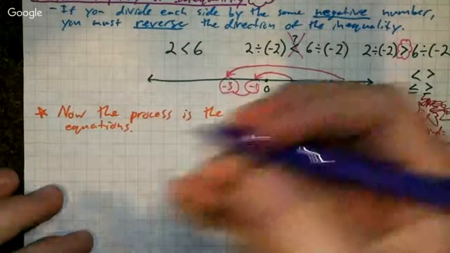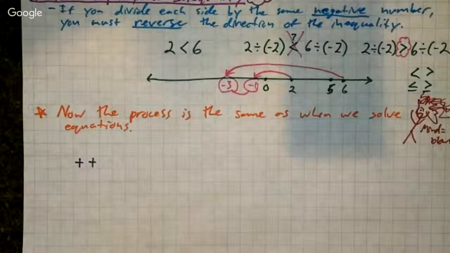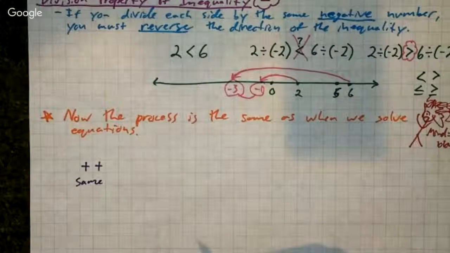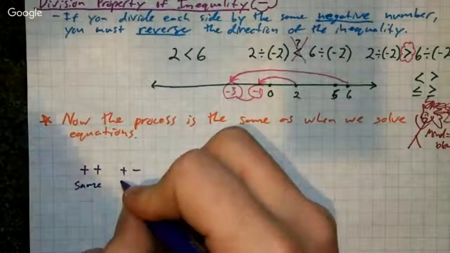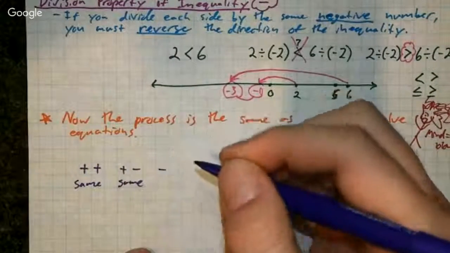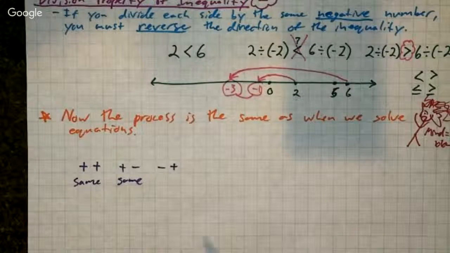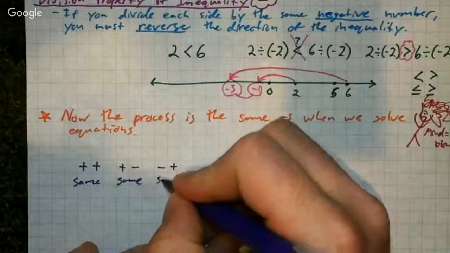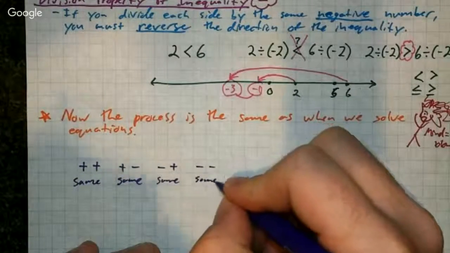Let's say you are adding a positive number. What happens? Everything's the same. Simple. What if you are adding a negative number? Everything's the same. Nice and easy. What if you are subtracting a positive number? Remember, subtracting is the same thing as adding a negative number. But if you are subtracting a positive number, it's the same. If you are subtracting a negative number, it's the same.